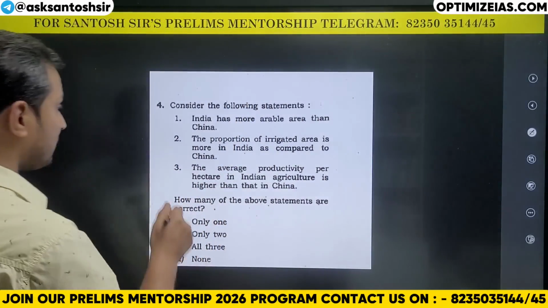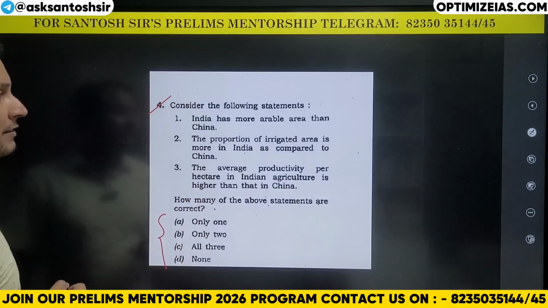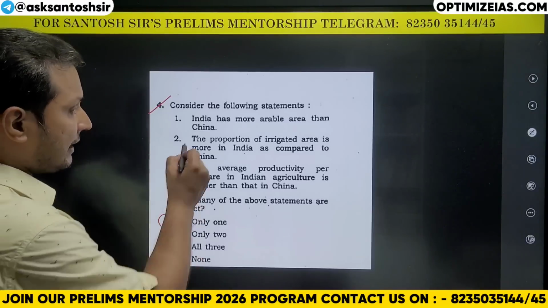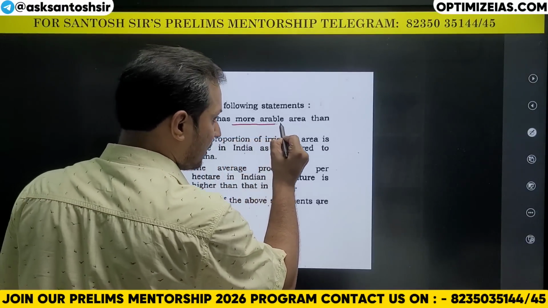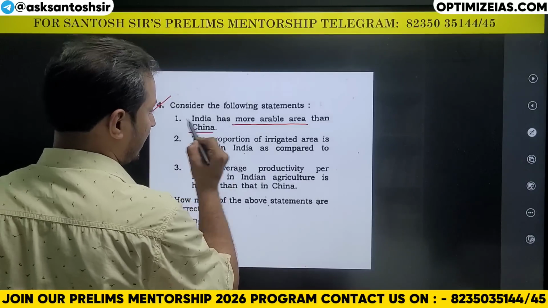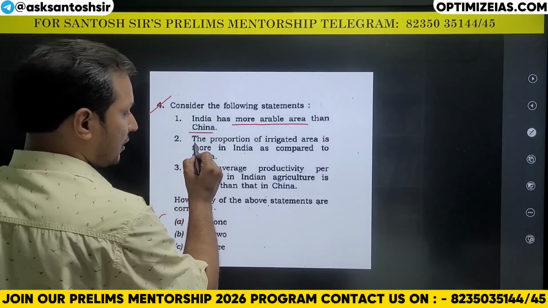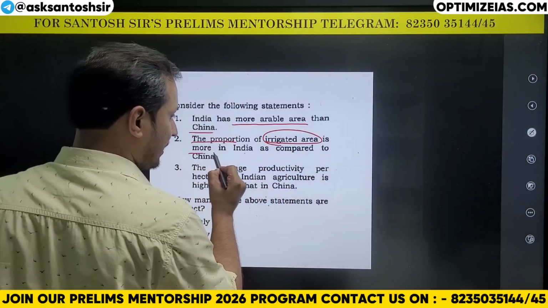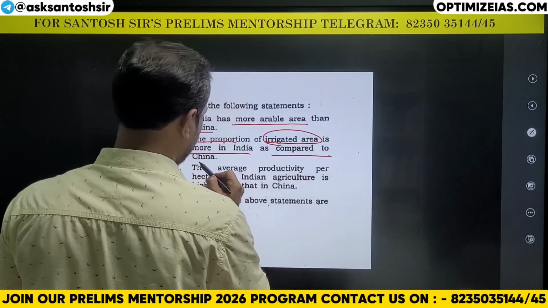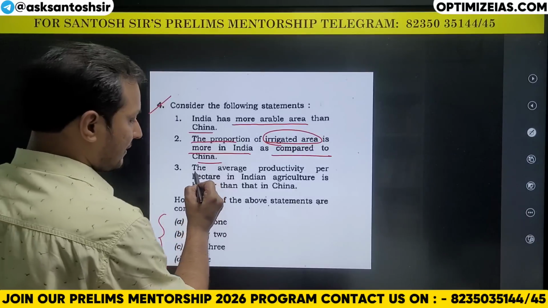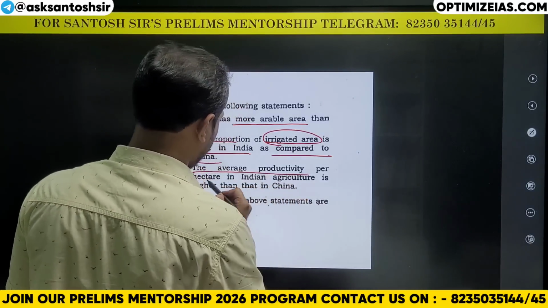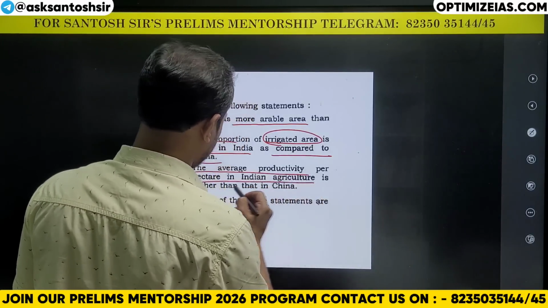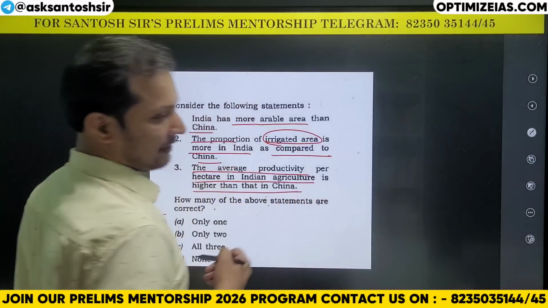Okay, guys, so let us see this question. Consider the following statements. Statement 1: India has more arable area than China. Statement 2 says the proportion of irrigated area is more in India as compared to China. Statement 3 says the average productivity per hectare in Indian agriculture is higher than China.